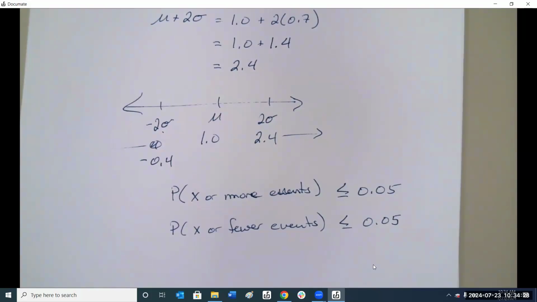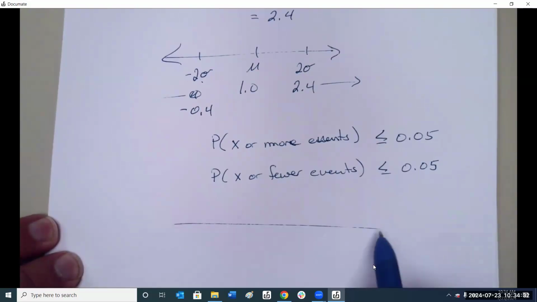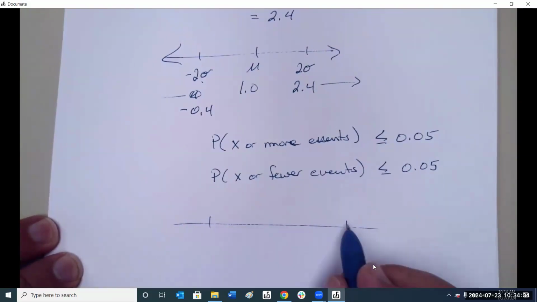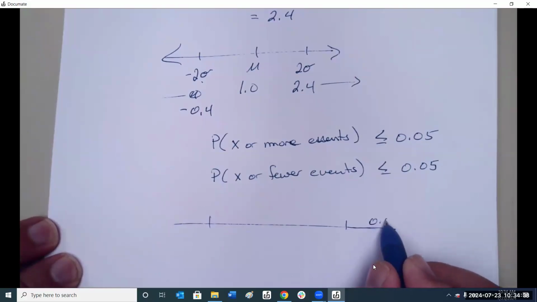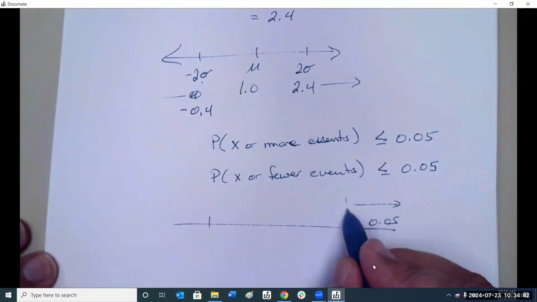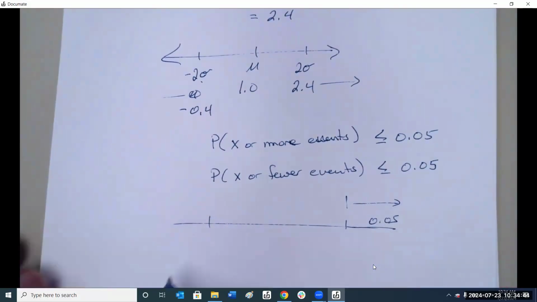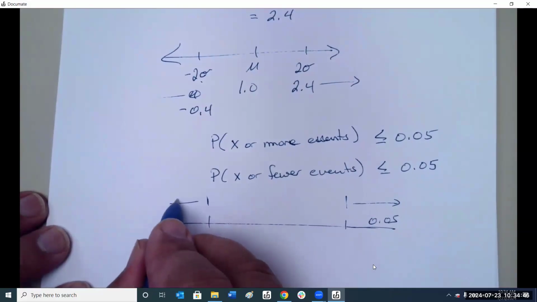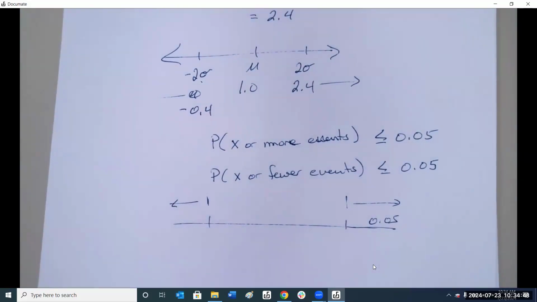Because what it tells us is, if we look at the bell curve, 0.05 of the data is higher than your plus 2 standard deviations or lower than minus 2 standard deviations from your mean. So that's what you're looking for, the probability of that falling back there.